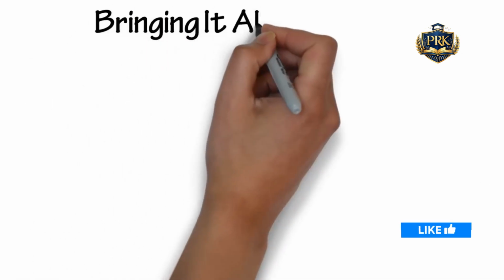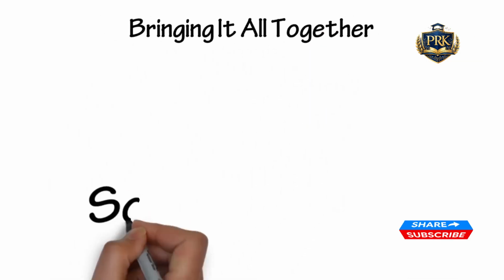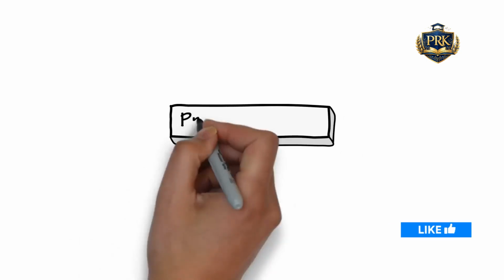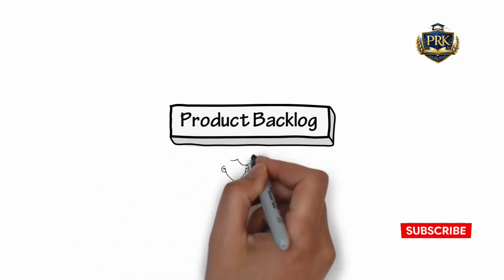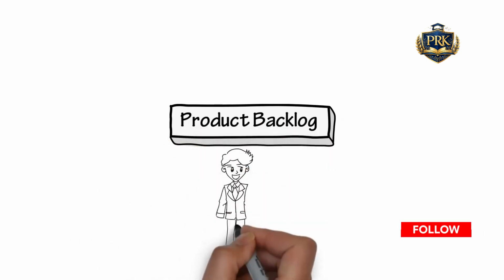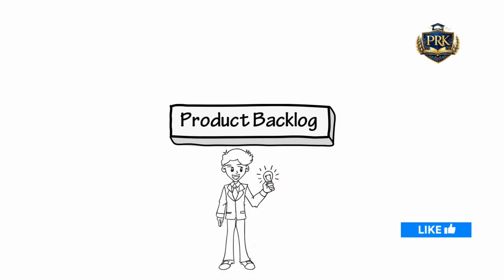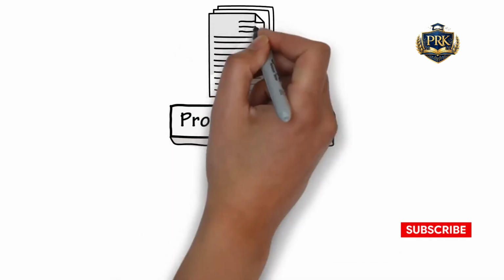Let's bring it all together and take a look at the Scrum workflow. Start with the product backlog, which is where the product owner builds a list of the bright ideas and features that could go into the product. The product owner prioritizes the list and brings the top items to the team.